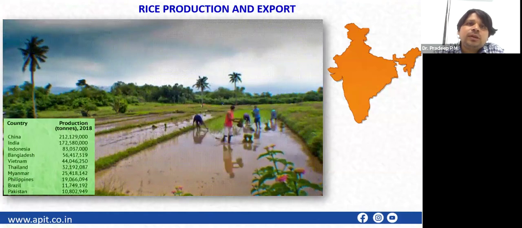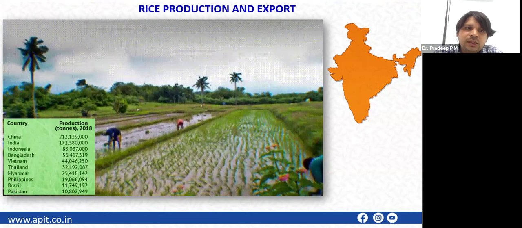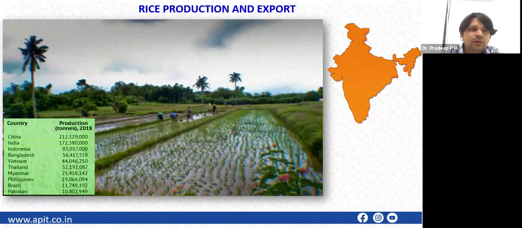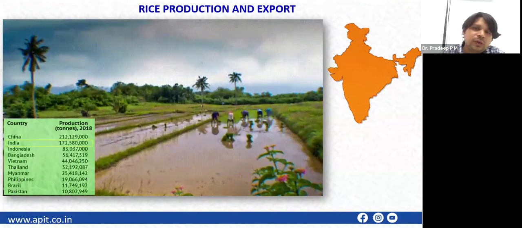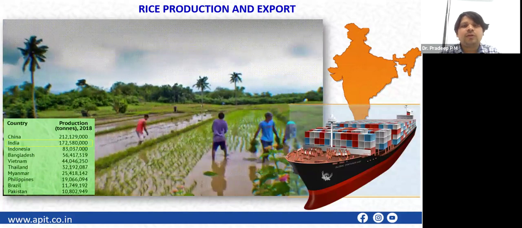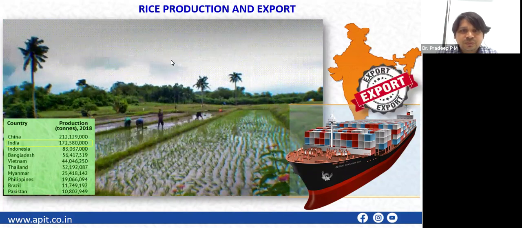So if you come to the production and export of rice, India is the second largest producer of rice, as you can see. And if you come to the export, India is the largest exporter of rice, mainly basmati and non-basmati rice.